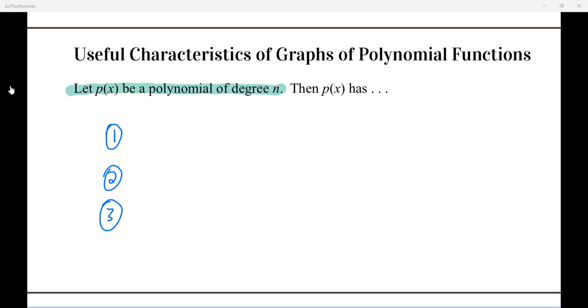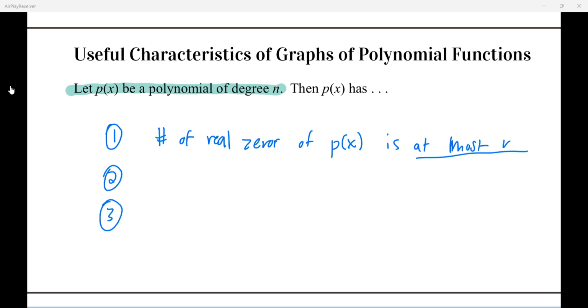which of course means that the highest exponent in the equation for this is n, then the number of real zeros that p of x has is at most going to be n. So there can only be, at the highest, n real zeros. So if the highest exponent was 12, right, there would only be 12 real zeros.